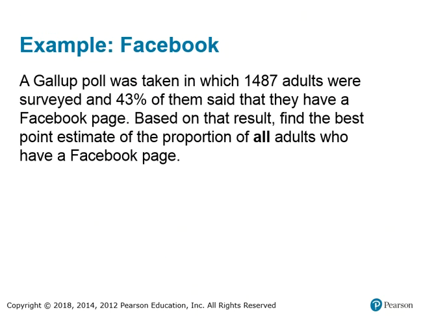So in this example here with Facebook, the Gallup poll was taken in which 1,487 adults were surveyed, and 43% of them said they have a Facebook page. Based on that result, what would be the best point estimate of the proportion of all adults who have a Facebook page? So based on this data, we're trying to say, what do we think is happening with the population? Well, we think that our best point estimate of P hat would be 0.43. That's the best we can do based on our study. If they ask for it as a percentage, we would say it's 43%. Otherwise, we write it as a decimal.